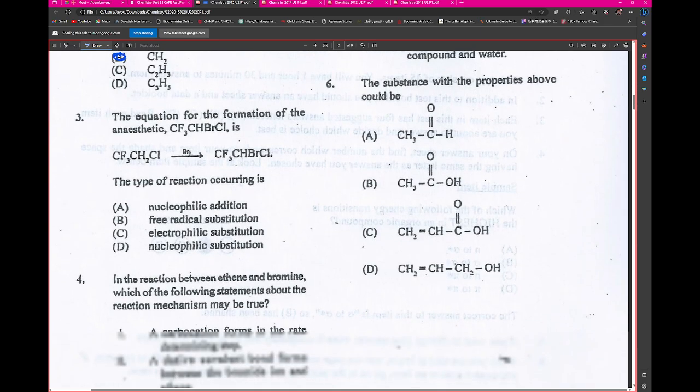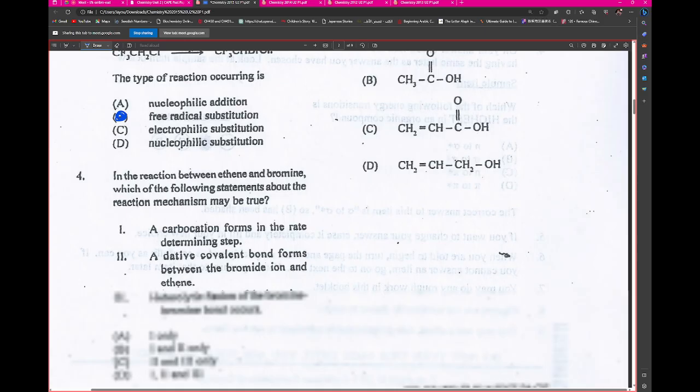The equation for the formation of the anesthetic seen here is these two equations. The type of reaction occurring is free radical substitution.